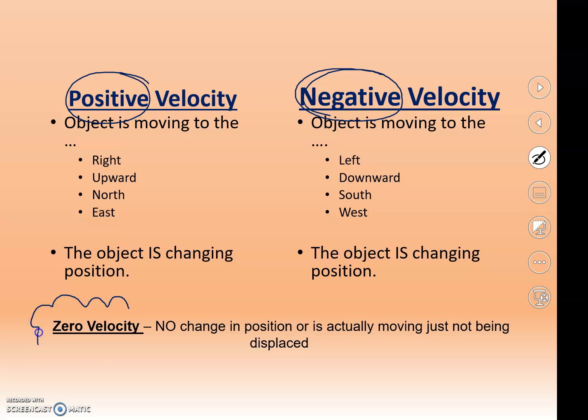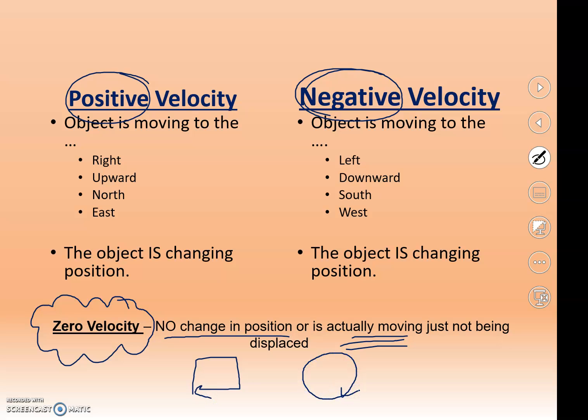The last type of velocity that you could have is a zero velocity. Zero velocity doesn't always mean that the object's just stopped or at rest. So it could mean that there's no change in position, or it could mean that the object is actually moving but not being displaced. So you could walk in a big square and end where you started. Walk in a big circle, end where you started. So anytime that you don't have a displacement, you've started and ended exactly where you began, that will give you a zero velocity. So you could be moving, but if you end where you started, zero velocity.